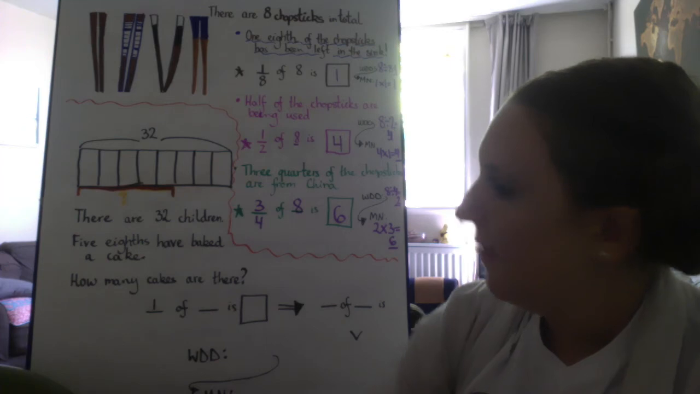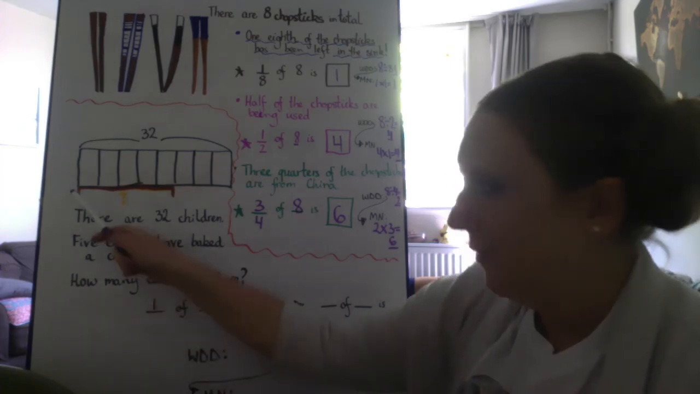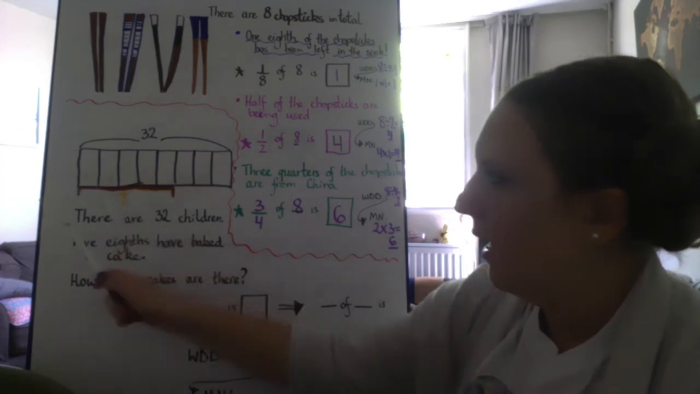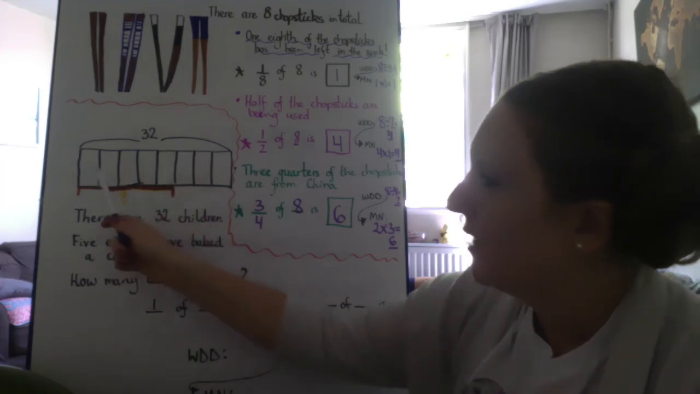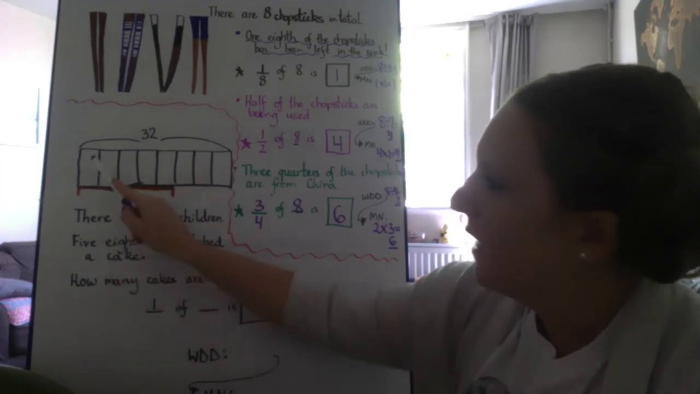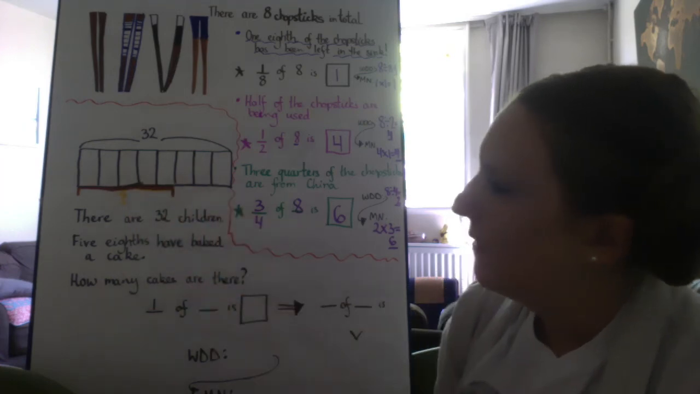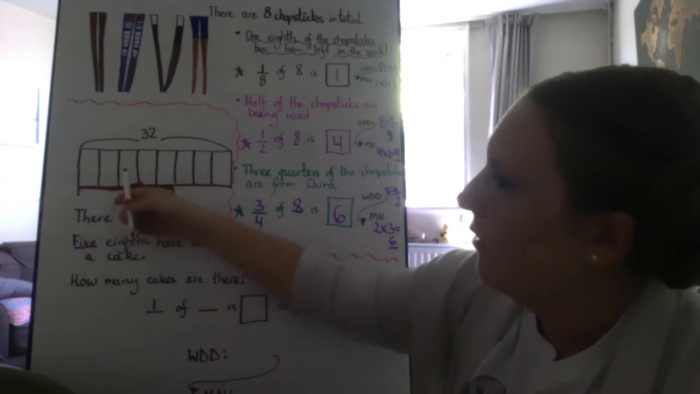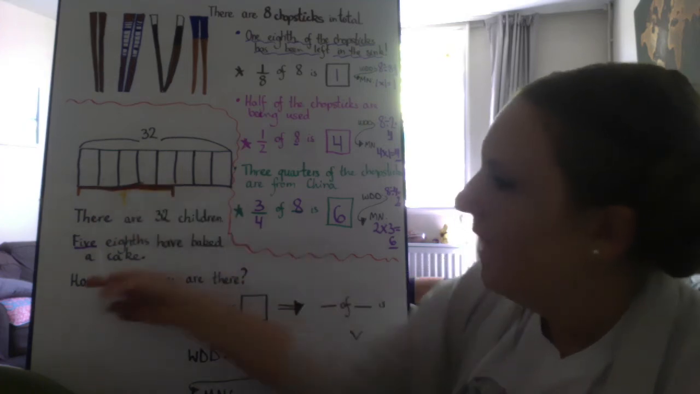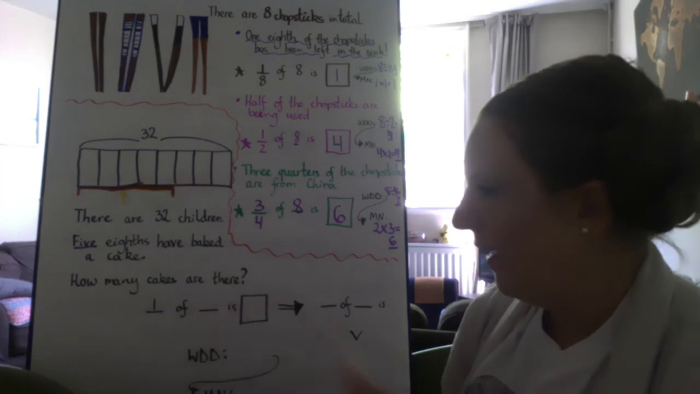It says there are 32 children. 5/8, this is why the bar is here, 1, 2, 3, 4, 5, because each of these represents 8. My 32 has been divided into 8. 1, 2, 3, 4, 5, 6, 7, 8, but I only want to find 5 of these 8. So 1/8, 2/8, 3/8, 4/8, 5/8 have baked a cake. How many cakes are there?